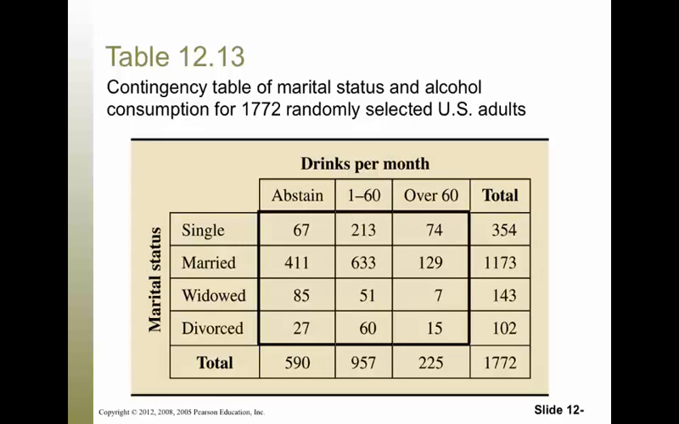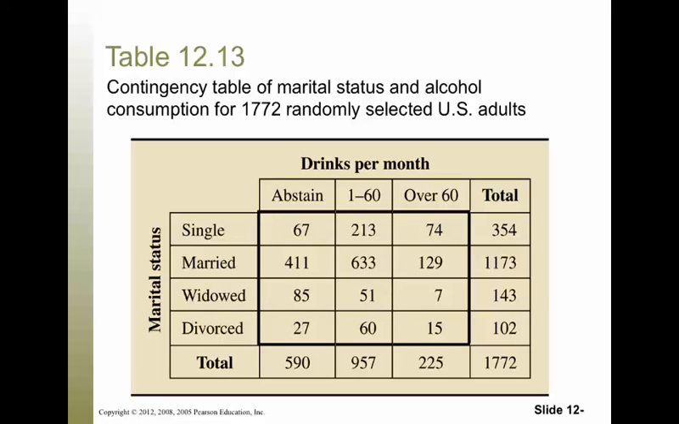Okay, so here's what's called a contingency table. We have this table where they surveyed 1,772 people. That's the total number of people. And then they broke it down by two variables, marital status and how many drinks per month. And they want to ask the question, does marital status have an effect, an influence, on how many drinks per month you have?